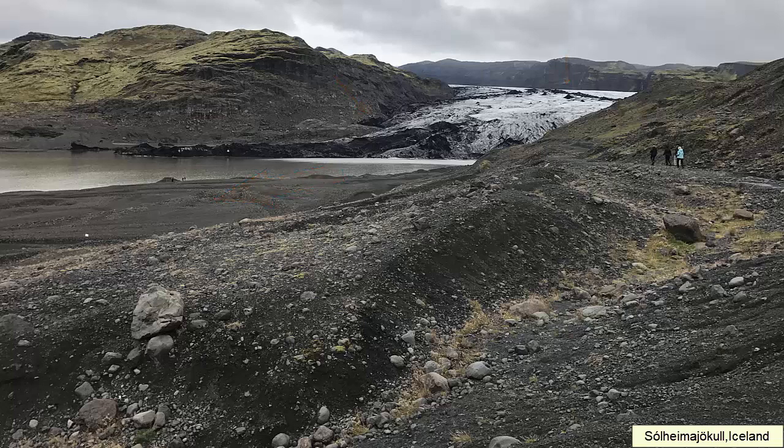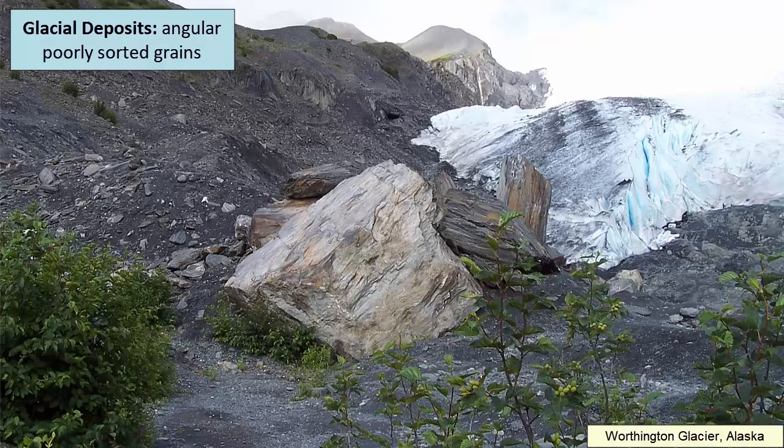The sediment carried by glaciers experiences no knocking about during transport and no chemical weathering. As such, glacial deposits can be identified by their angular-shaped grains of all sizes, from the tiniest muds to boulders as large as houses. We characterize this wide range of grain sizes as poorly sorted.